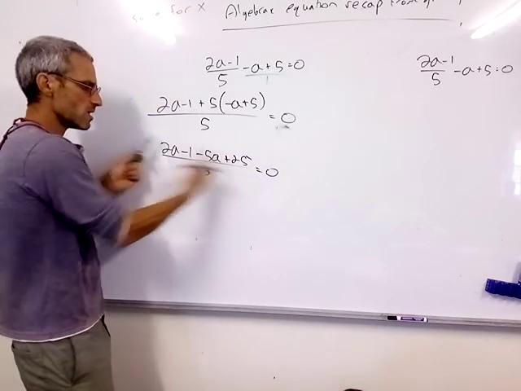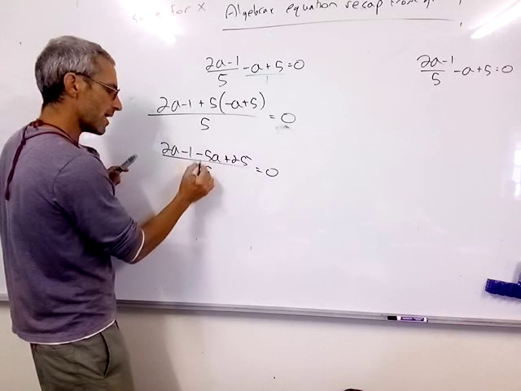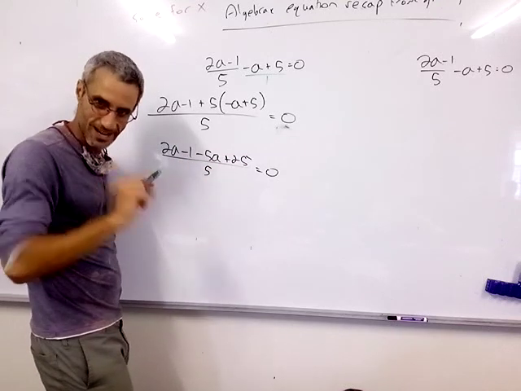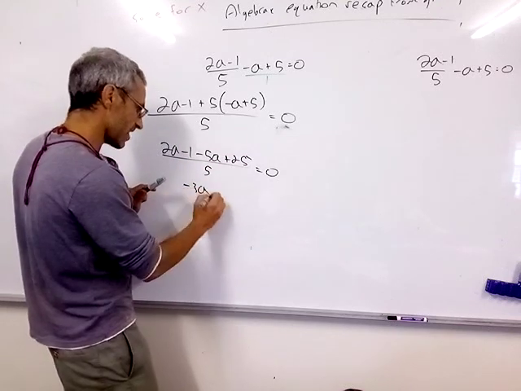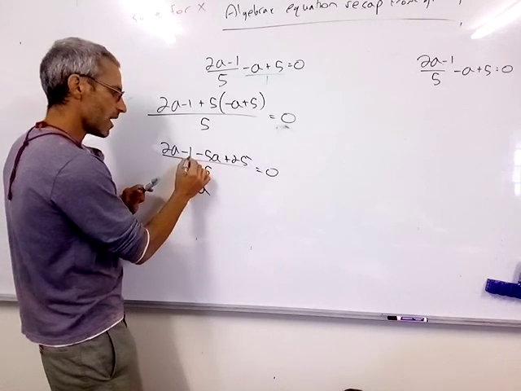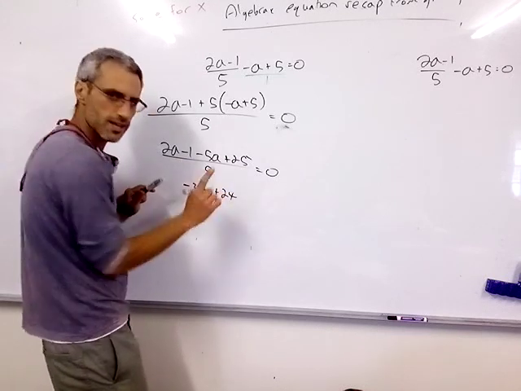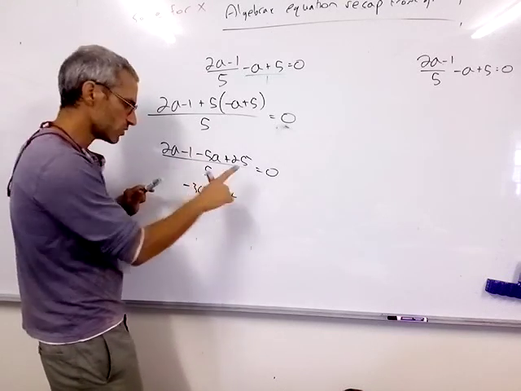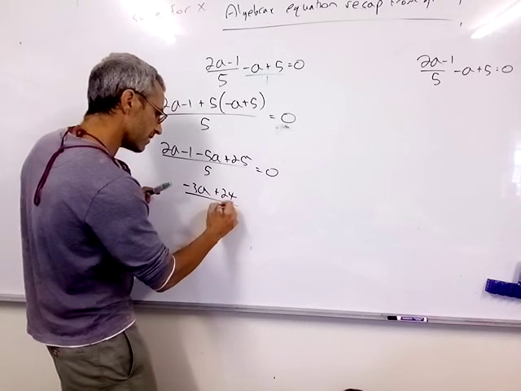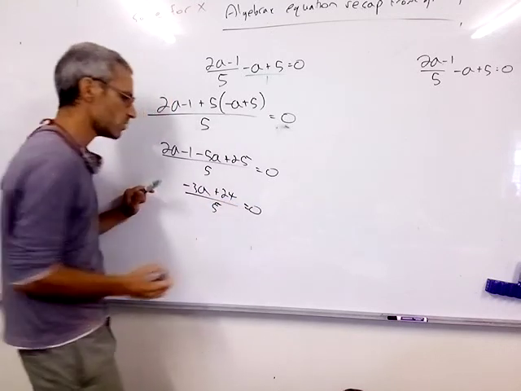Remember that we group them. 2a minus 5a, negative 3a. Negative 3a was where? Okay. Negative 3a, and plus 24. That was another mistake that you did there, right? Because you got 26. Divided by 5. Okay, what should we do now?